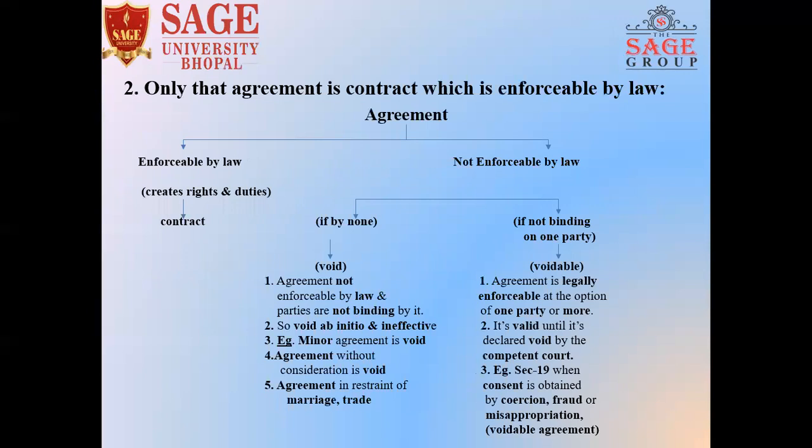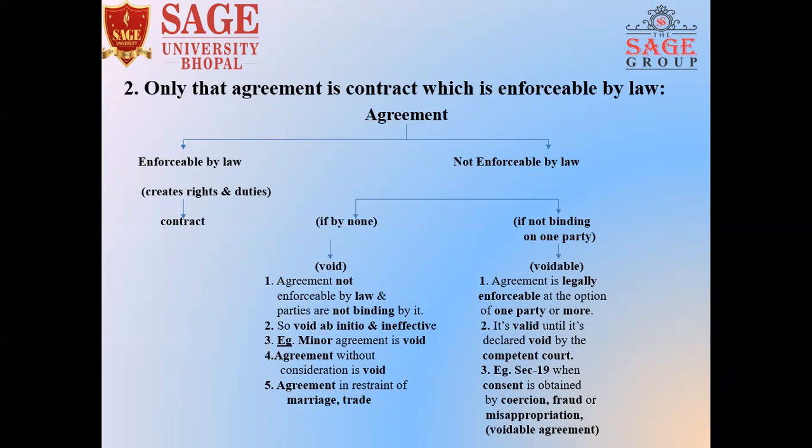Second point, only that agreement is a contract which is enforceable by law. Agreement can be divided into two parts, that is, enforceable by law and not enforceable by law. Enforceable by law includes those which create rights and duties, that is known as contract, and non-enforceable can also be divided into two parts, void and voidable.